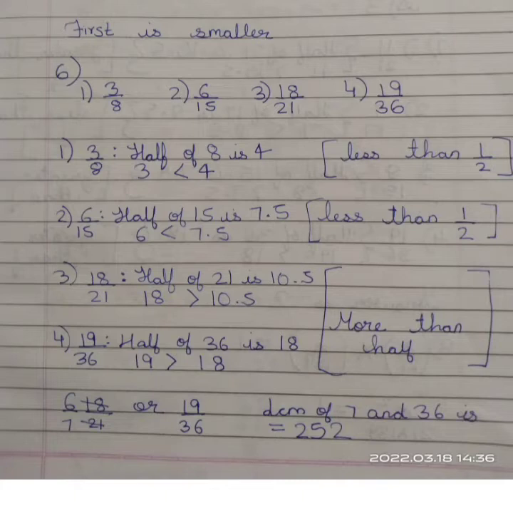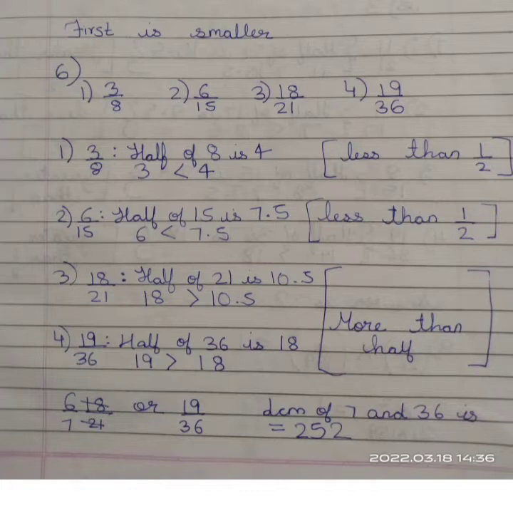Now we have to find which is greatest. So we have to compare between those two fractions that are more than half. So now we have only 2, so we can easily find the LCM. So 18 by 21 and 19 by 36. So we can cut short 18 by 21. Right, we can cut short it. 3 6 are 18. 3 7 are 21. So 6 by 7. Now which is greater, 6 by 7 or 19 by 36?